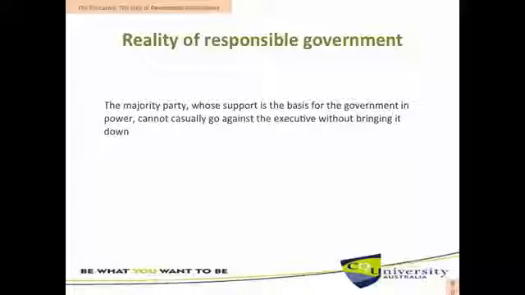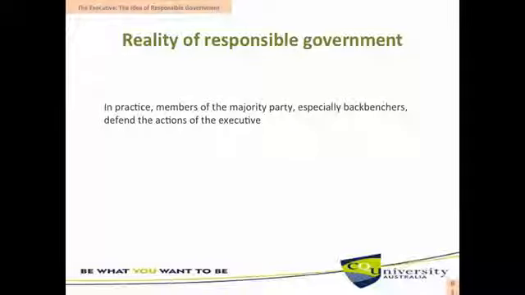The reason why the idea of responsible government seems to be more apparent than real is that, in reality, the majority party whose support is the basis for the government in power cannot casually go against the executive without bringing it down. So what happens in practice is that members of the majority party, especially backbenchers, defend the actions of the executive.